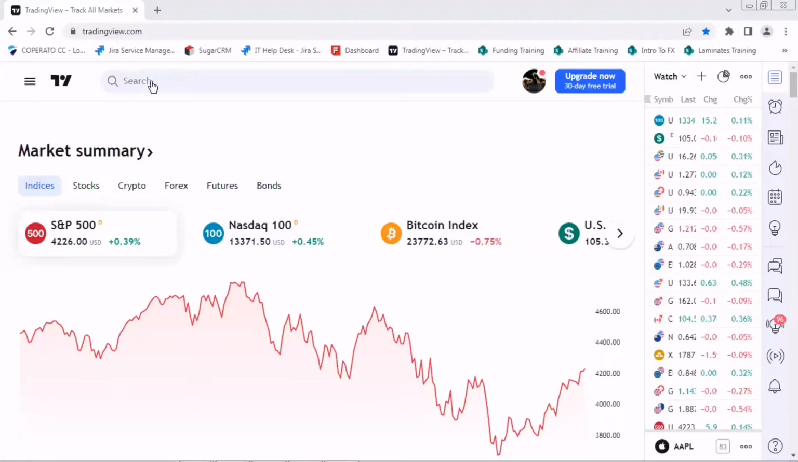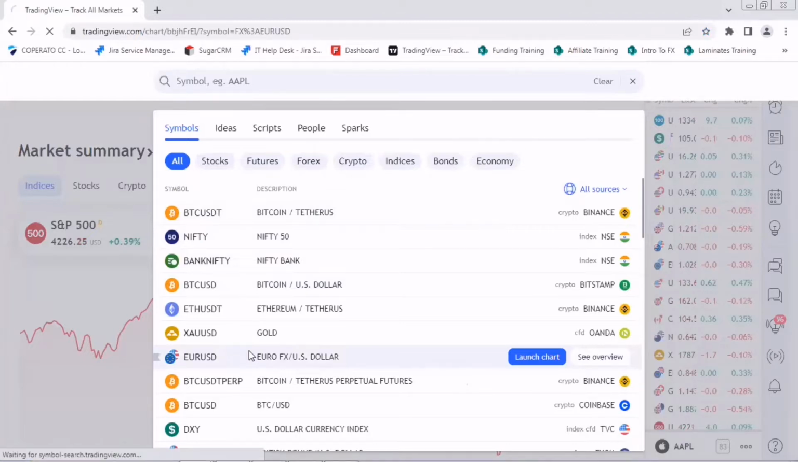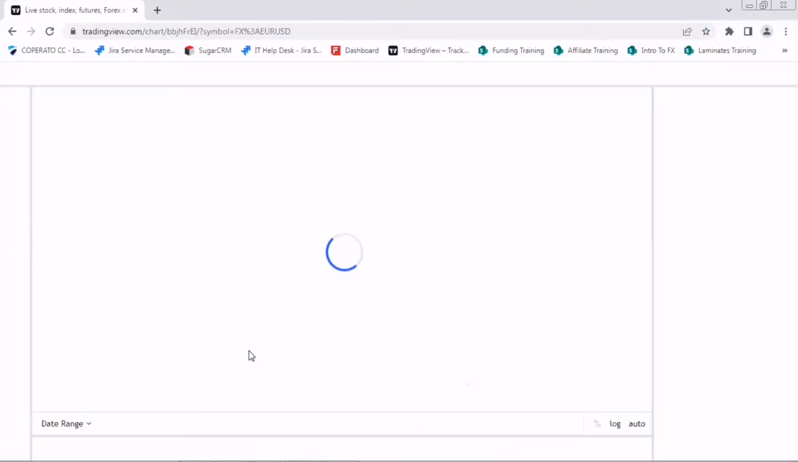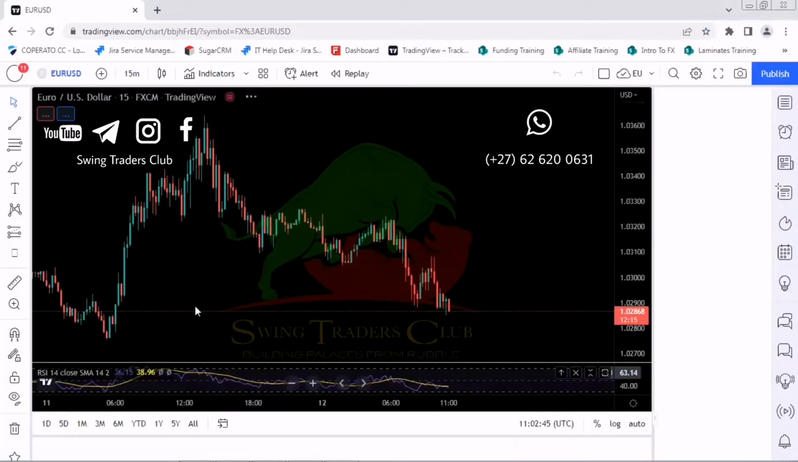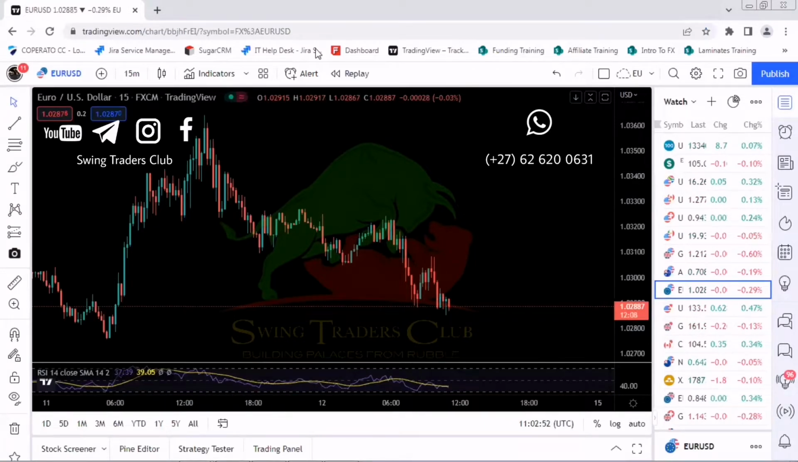So without wasting much time, we are going to do EURUSD today. So I'm loading my chart for EURUSD. This is EURUSD on the 15 minutes time frame.